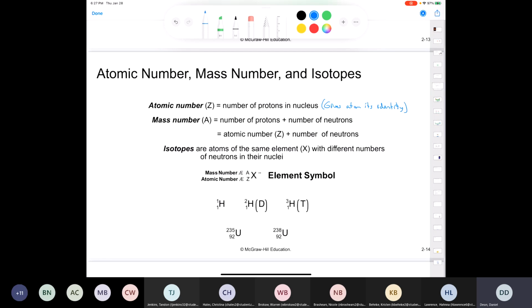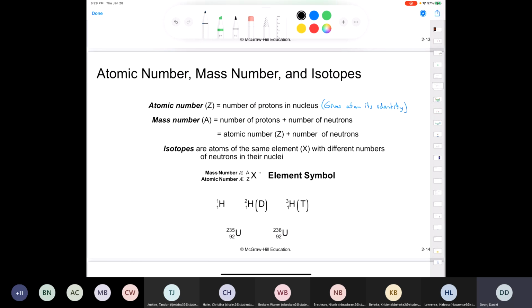So again, atomic number governs the identity of an element. The number of protons, or atomic number, is what governs the identity of an element. The number of neutrons doesn't affect an element's identity. It will, however, affect its mass because neutrons have the same mass as a proton. Now, getting back to isotopes, isotopes are atoms of the same element but have different numbers of neutrons.